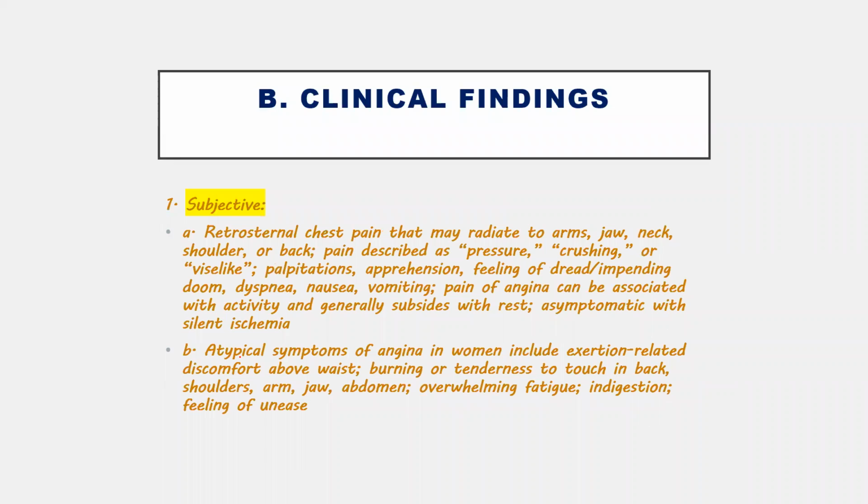Now, what are the clinical findings of coronary artery disease? In subjective data, the patient will report retrosternal chest pain that may radiate to the arms, jaw, neck, shoulder, or back. Pain is described as pressure, crushing pain, or vise-like pain. Palpitations will occur. Apprehension occurs. Feeling of dread and impending doom.